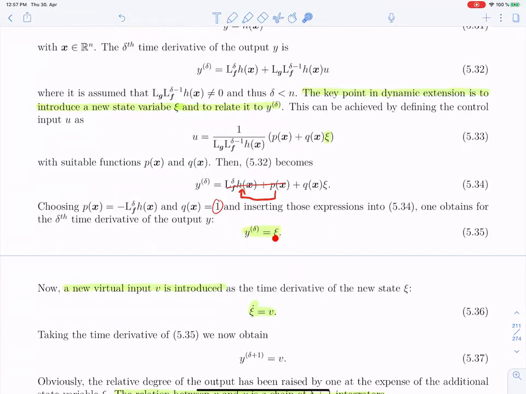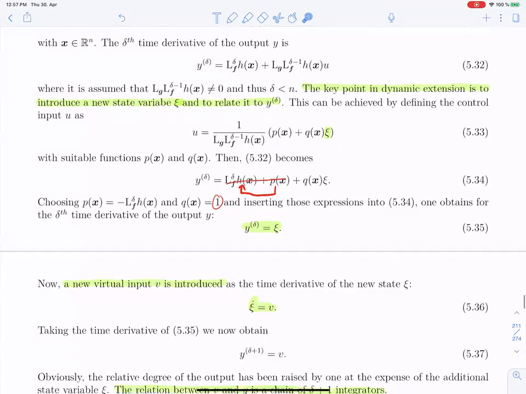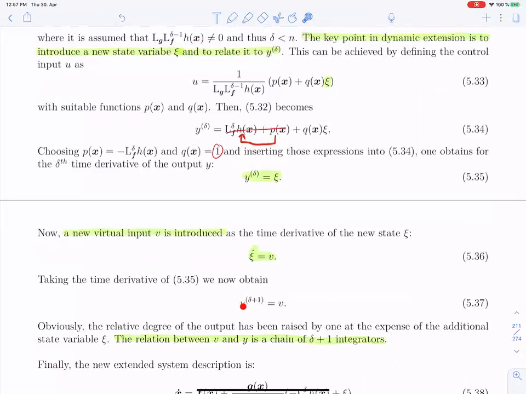We take the derivative of xi and call this our new synthetic input. And by doing so, as you see here, and this is the result, and this is the reason why we call this dynamic extension, we see that we have increased the relative degree of the output by 1. So the theta plus first derivative of the output is now controlled by our virtual input. Okay, so you see the trick is actually pretty easy.